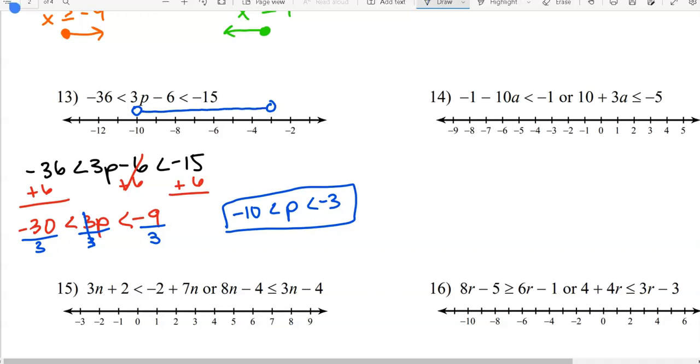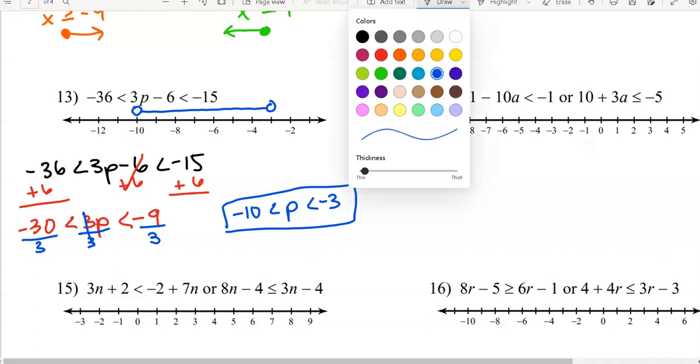Some people like this way. Some people do not like this way. That's why I like to give y'all options. You pick which way you want to do it. If you're like, Ms. Douglas, I'm not a fan, then you would split it up into two different equations. Okay?